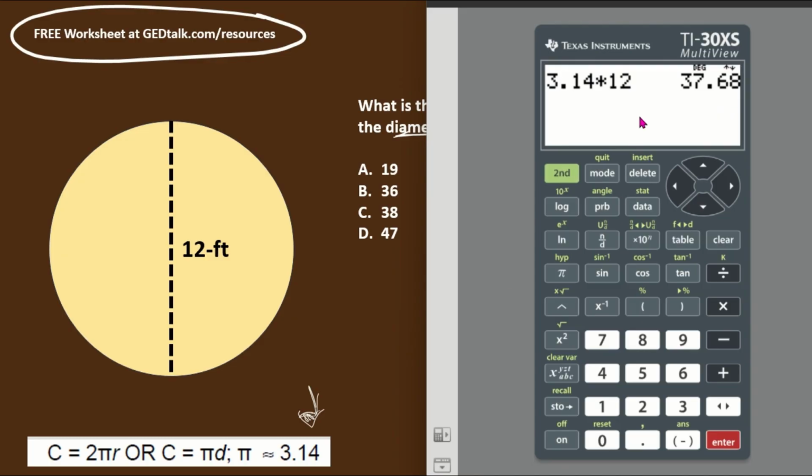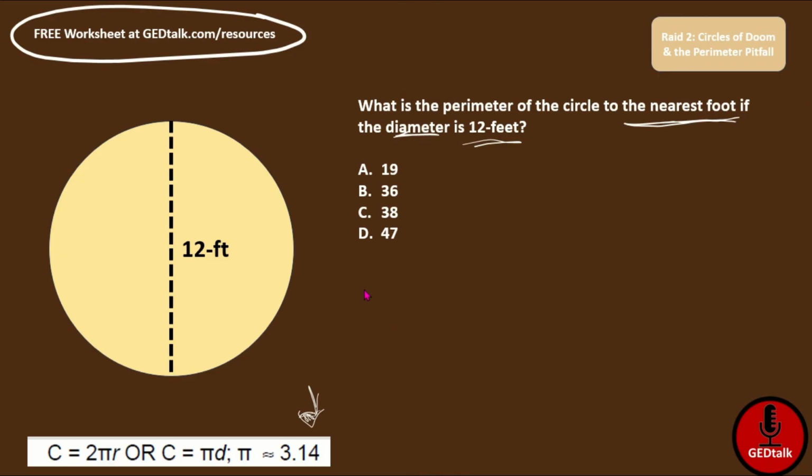But the question is asking me to find the answer to the nearest foot. So that means they want us to round. So I know I want to round the 7, so I look to the neighbor, which is a 6, that's higher than 5, which means I round this 37.68 up to 38. And our answer, folks, is going to be C.